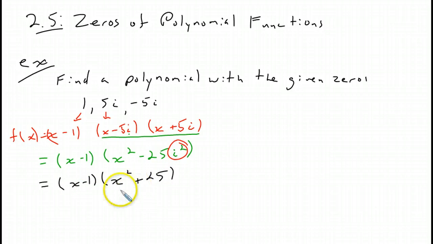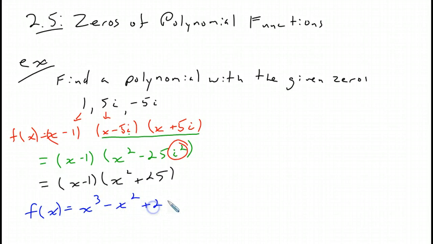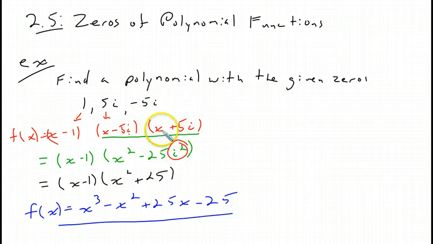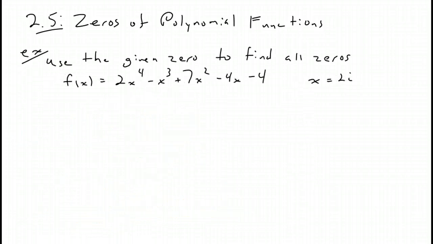Then it's just a matter of multiplying these out. So distribute your x to both terms, your -1 to both terms, and in the end we'll have f of x equals x cubed minus x squared plus 25x minus 25. And there's your polynomial with the given zeros. We just worked backwards. Problems like this are a little bit more involved. So take a second, pause the video, read it, write it down, and then when you're ready, click continue.